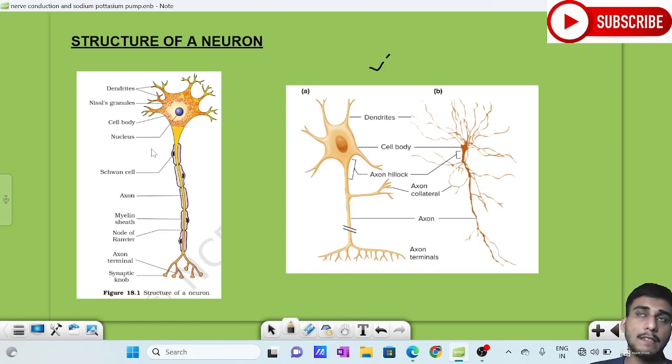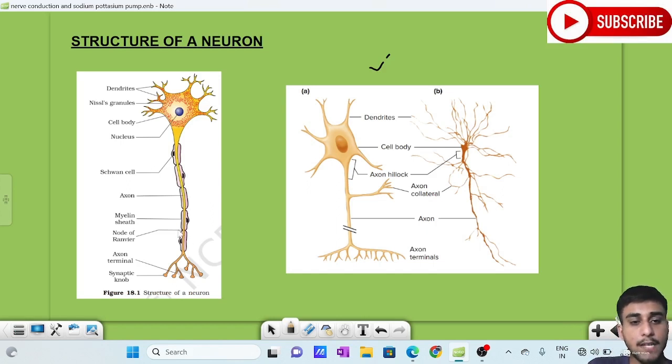So what is the use of an insulator? It will not allow electricity to conduct outside the wire. The same is the purpose of Schwann cells, right? Schwann cells help in reducing electricity loss. They do not allow the electricity to spread out from the nerve cell. This is the purpose of Schwann cells.